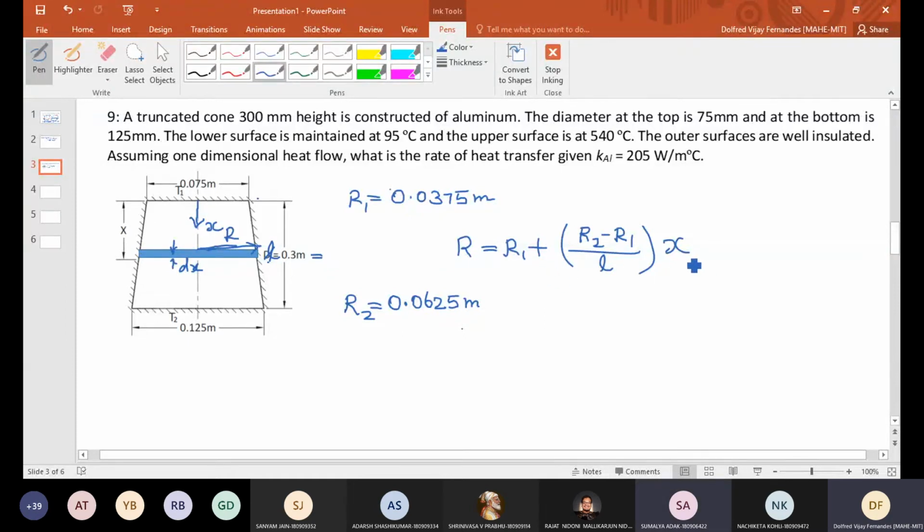So depending on the X value, if X is 0, then we have R1. If X equal to L, that is the R2 value. So this factor, we can substitute with some other notation, S I will use, where S equal to R2 minus R1 by L. Substitute these values and you can calculate and tell me that value. 0.0833.